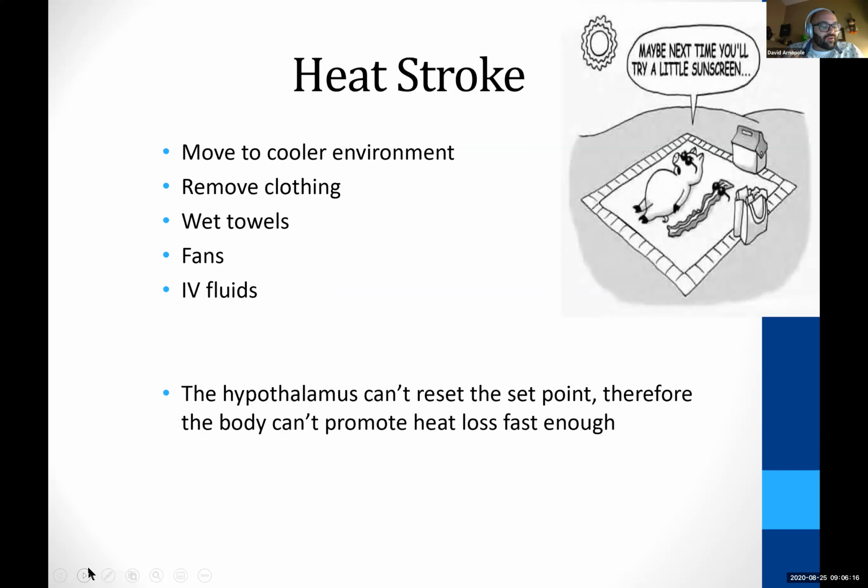So you're looking at over 103 degrees, they can't sweat, they're confused, lethargic. Again, we're at heat stroke. This is the bad version of it. We also have heat exhaustion, which is where we're getting really hot, we see sweating, our heart rate starts to increase because we're trying to get rid of that heat, okay? We're trying to promote that heat loss, and if we don't take care of it, it comes to this, which would be your heat stroke.